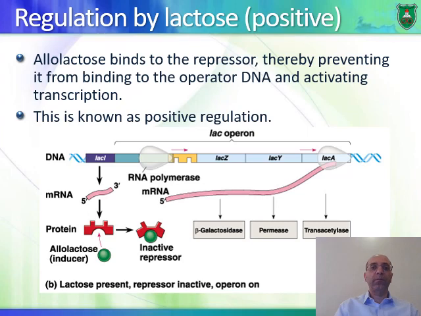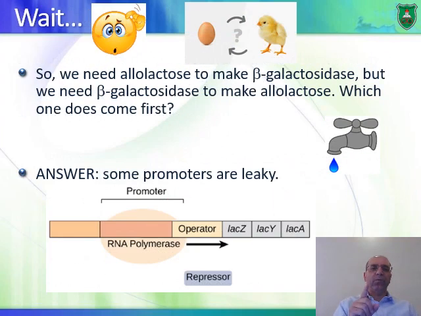Okay, so wait a second. We need allolactose to make beta-galactosidase, but at the same time we need beta-galactosidase to make allolactose. So which one comes first? It's like this riddle, right? The chicken and egg, which one comes first?